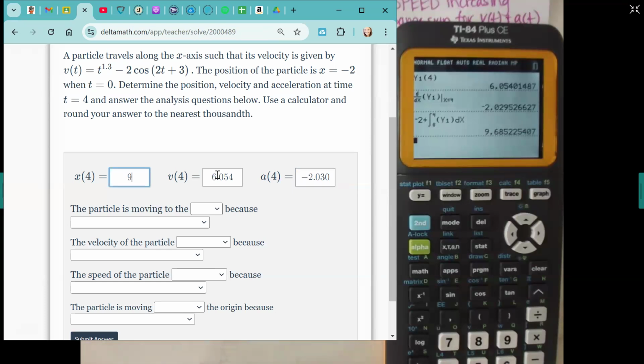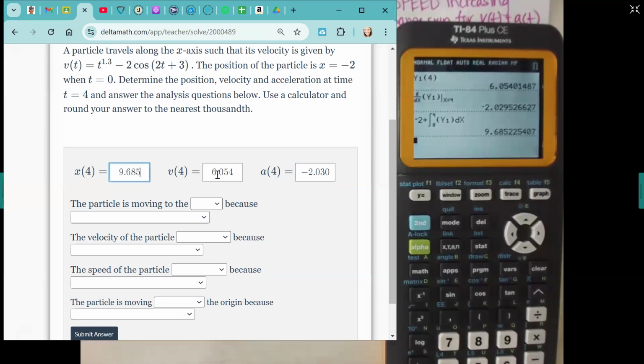9.685. So velocity is the y value, acceleration is the derivative, position is the antiderivative, but you have to add it to the starting position. From there, let's answer these bottom 4 questions.